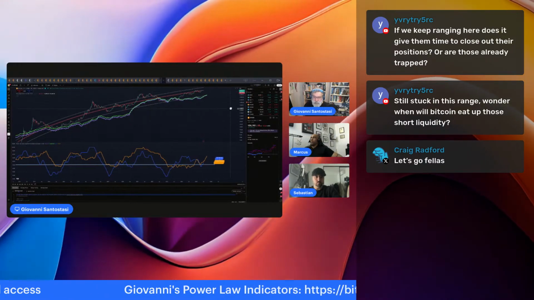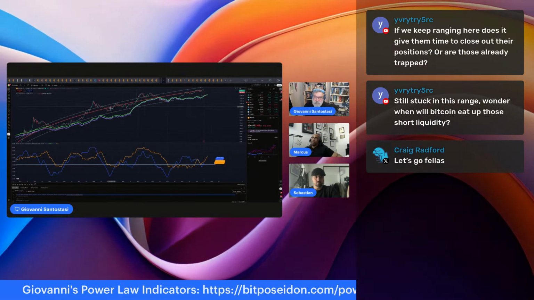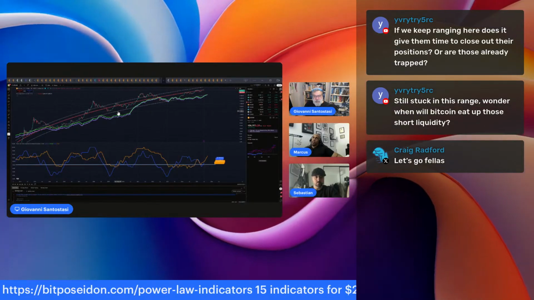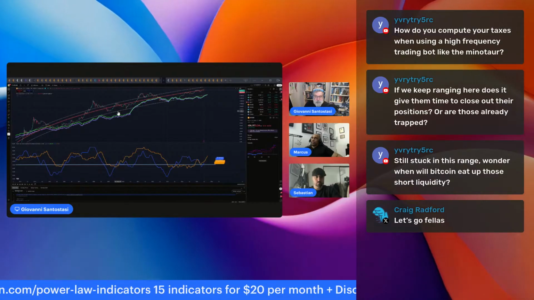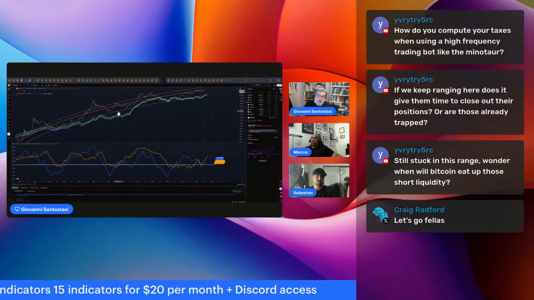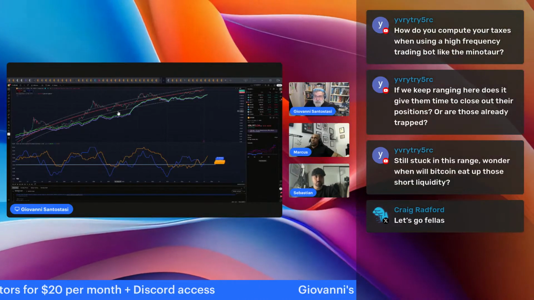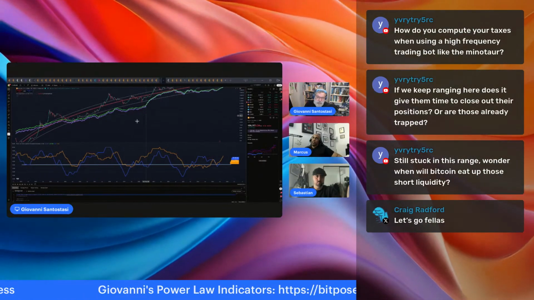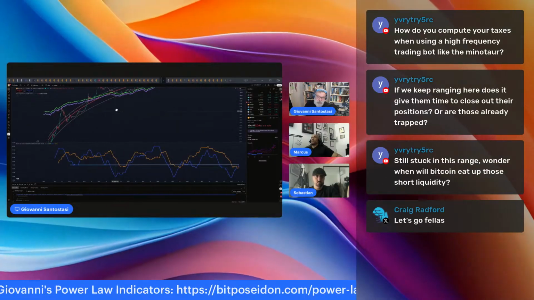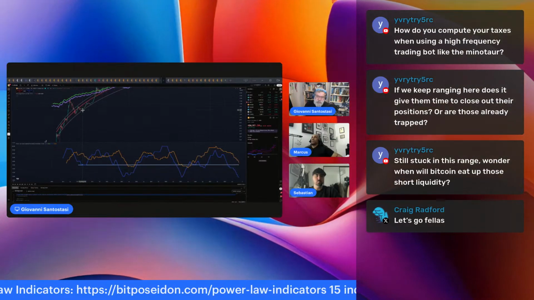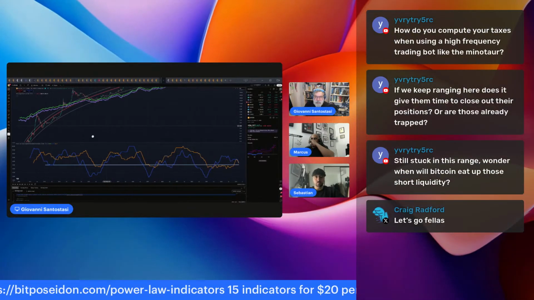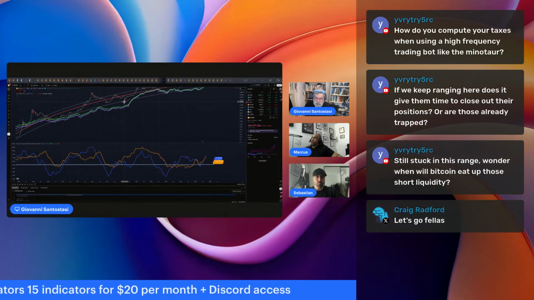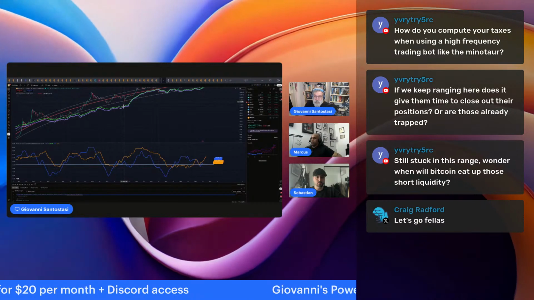So this is the simplest model that we have for the power law, right? The red line is the general trend. The white line is what we call the support power law. That is actually what we use for our trading system. It is the place where, in the entire history of Bitcoin, we never crossed that line. Maybe one time during COVID, this was COVID, we barely wicked below that.